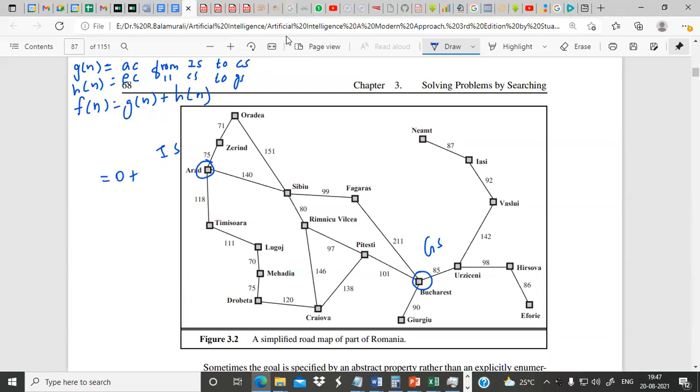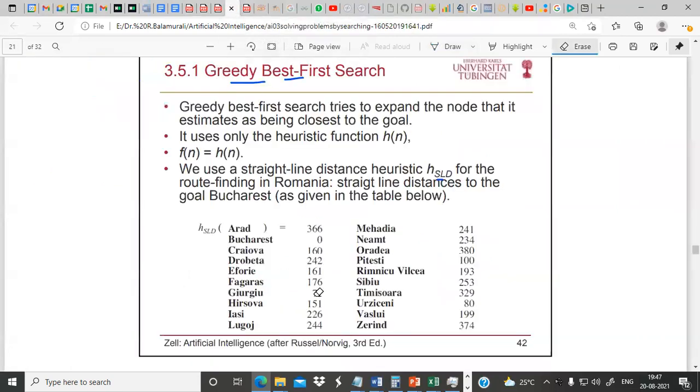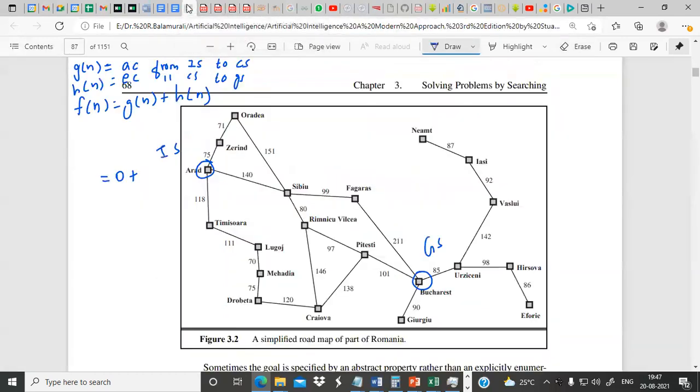And what is h of n? H of n is the estimated cost of reaching from Arad to Bucharest. For that we have to refer to this table, because we are using this as the heuristic function. The estimated cost of reaching from Arad to Bucharest is 366. So g of n is 0, h of n is 366, and we got 0 plus 366, which is 366. So at Arad, this is our status.